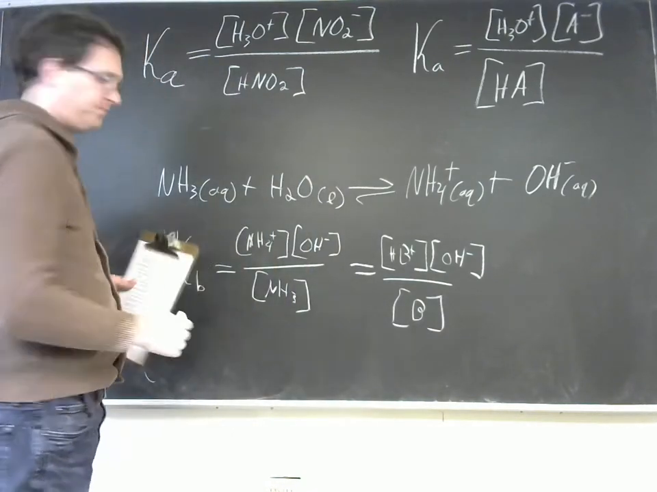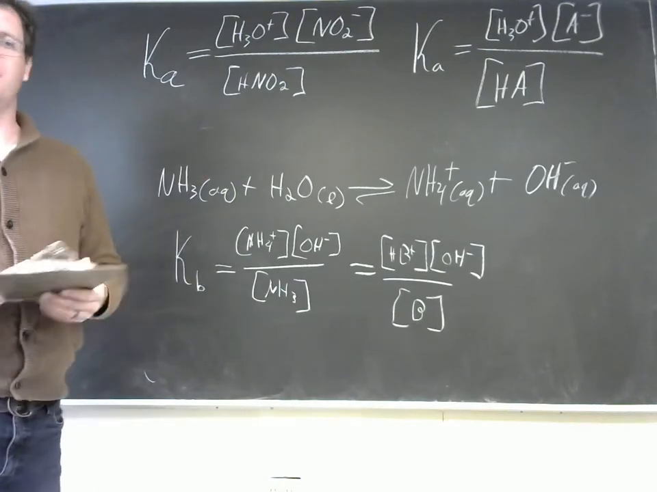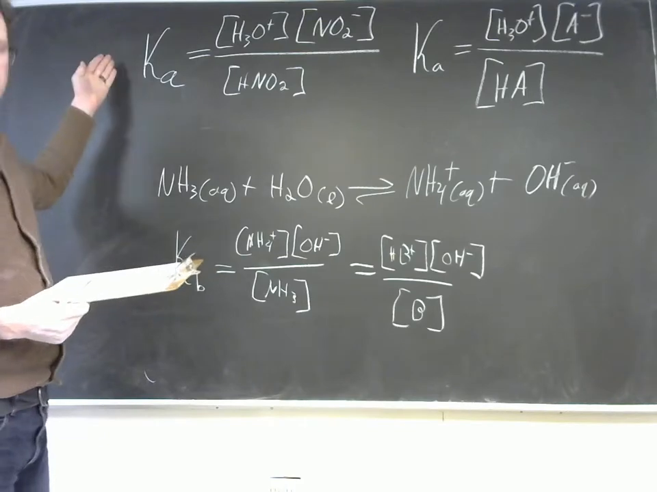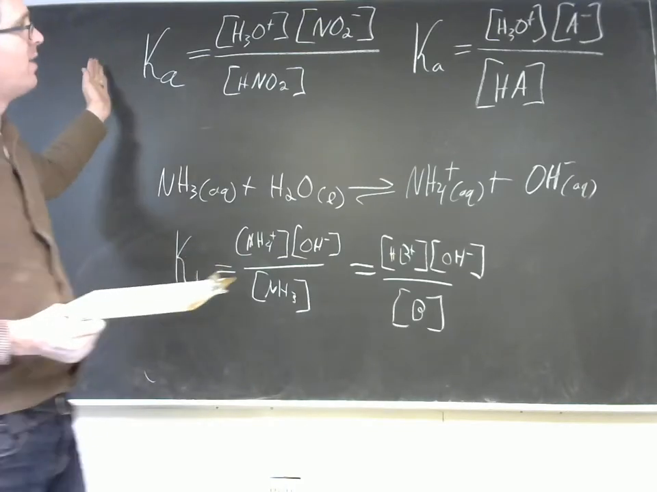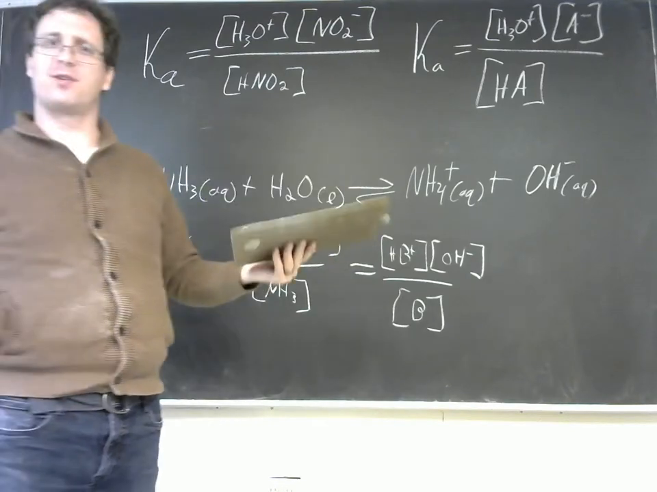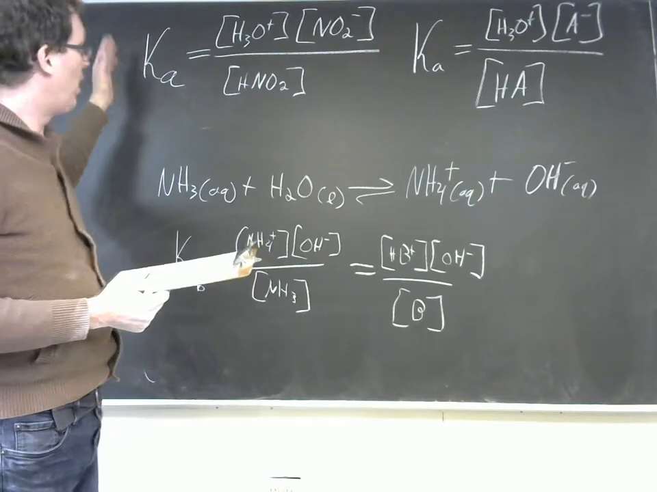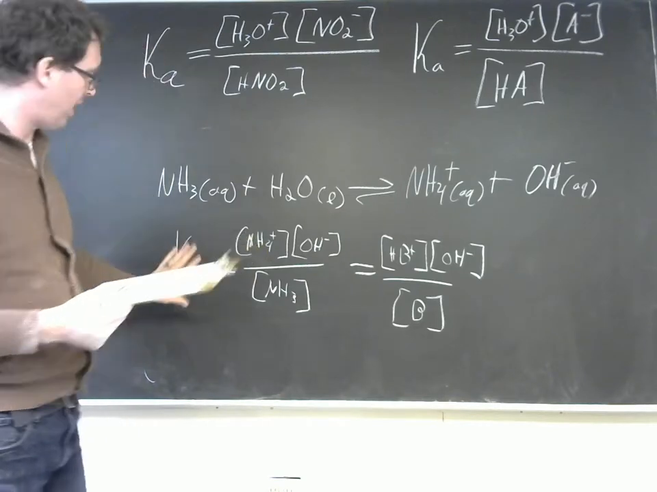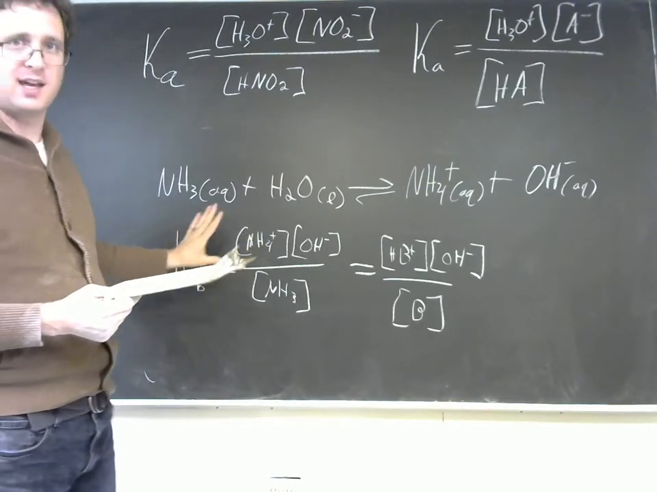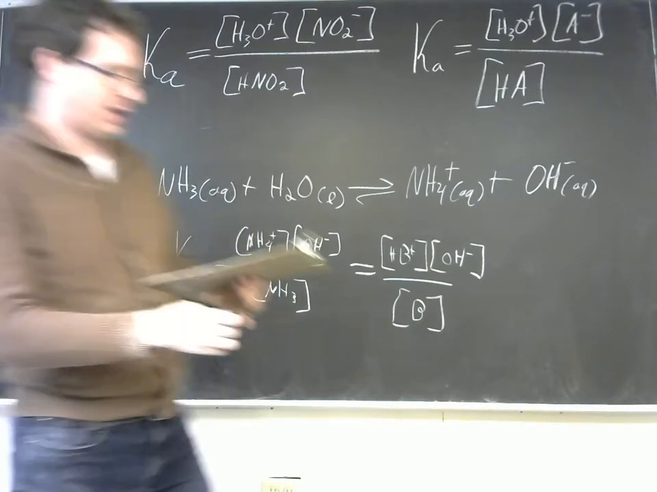So these equilibrium constants will tell the strength of the acid. Remember, the larger the value of K, the more product there is. And so a product-favored reaction would have an equilibrium constant greater than 1. Well, for all of our weak acids and weak bases, K is going to be less than 1, and it's just a question of how small it might be.